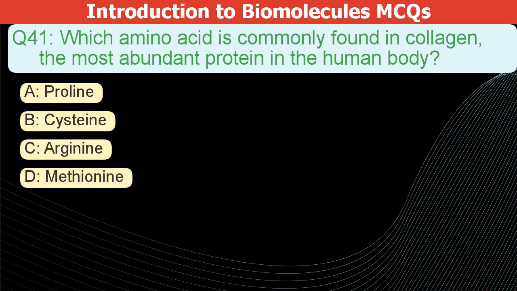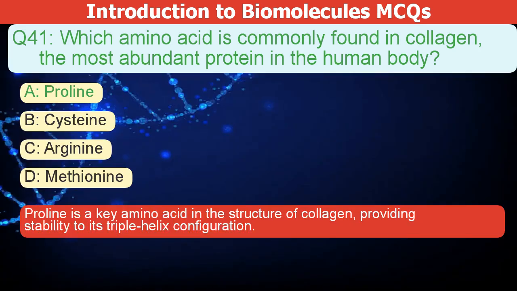Which amino acid is commonly found in collagen, the most abundant protein in the human body? A. Proline. B. Cysteine. C. Arginine. D. Methionine. The correct answer is A. Proline is a key amino acid in the structure of collagen, providing stability to its triple helix configuration.